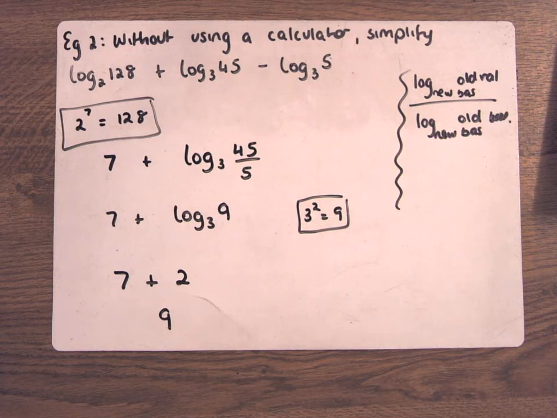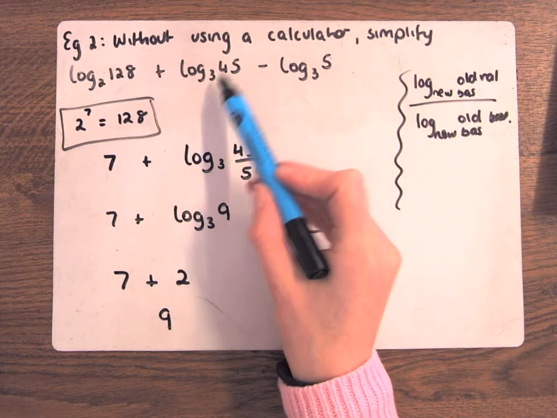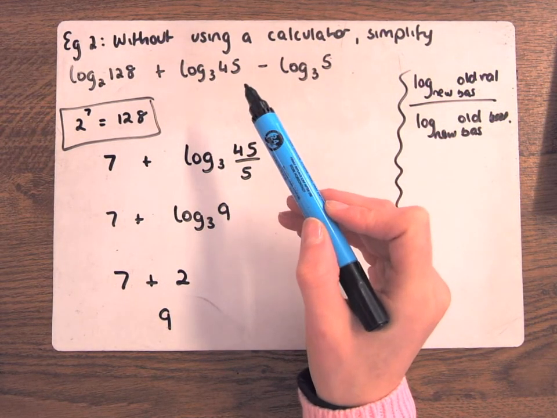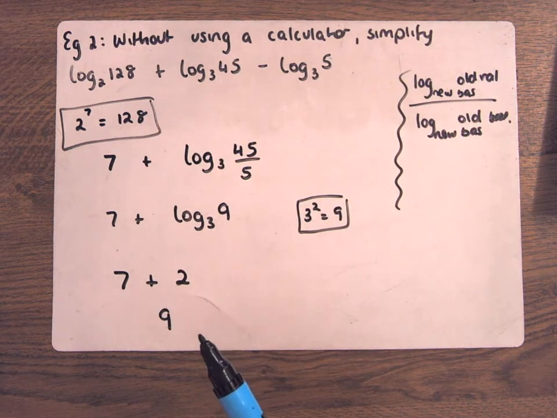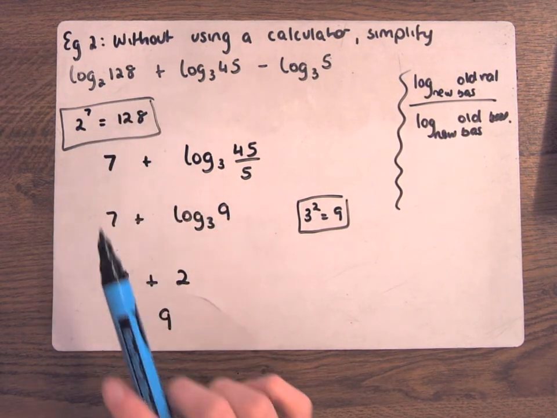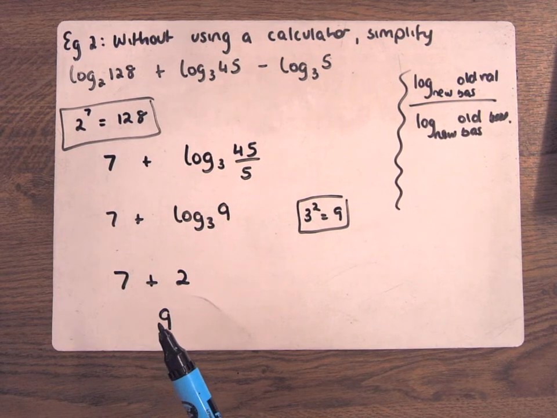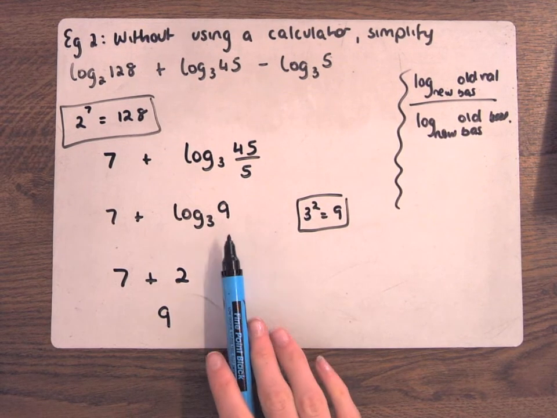Changing the base makes it way more confusing. Could you just find log base 3 of 45? 3 to the power of something won't give me 45 because it's not going to be a nice easy one. Do you see the issue there? But this one was a nice easy one. 2 to the power of something gave me 128. How do you get log base 3 of 9 to be 2?